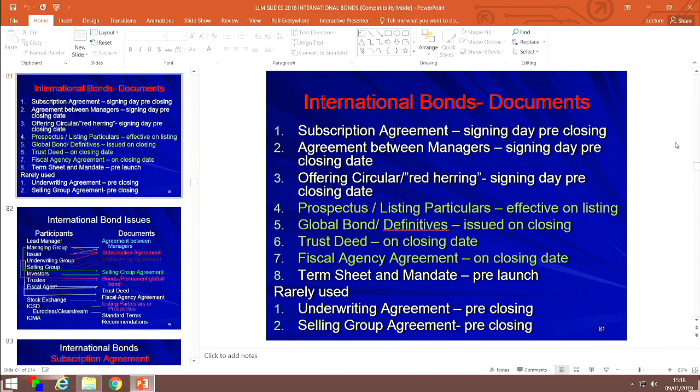The other documents that are signed on closing date are one of two. Either a trust deed, a common law trust deed is signed, or, never together, a fiscal agency agreement is signed. One of the two. The fiscal agency agreement is the one that's signed in the majority of cases, roughly around 60 to 65% of bond issues. A trust deed is used in a minority of issues. So that's the basic format of the documentation.